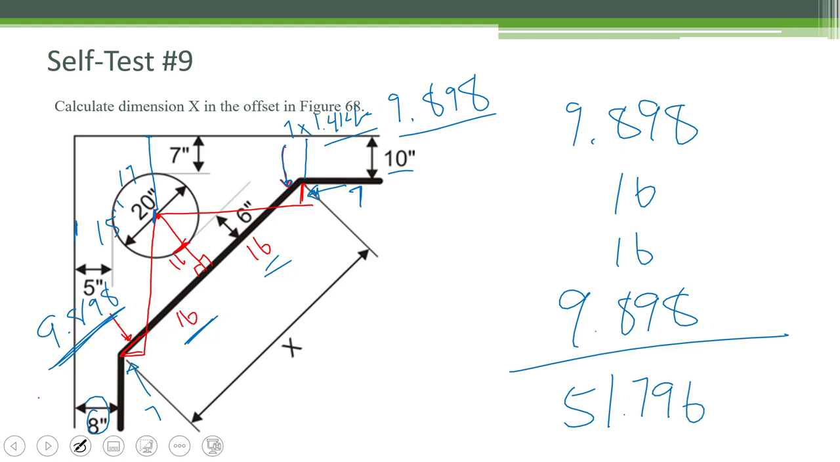Okay, this is in inches, so I probably should answer to the nearest 16th of an inch. So I minus 51 times 16, and you should get 13/16. 51 13/16.